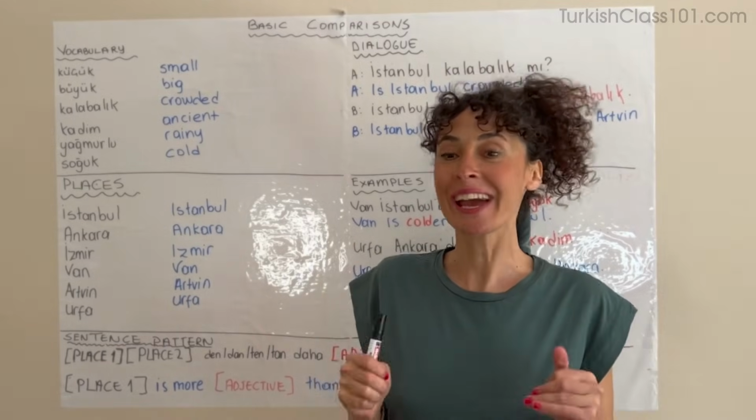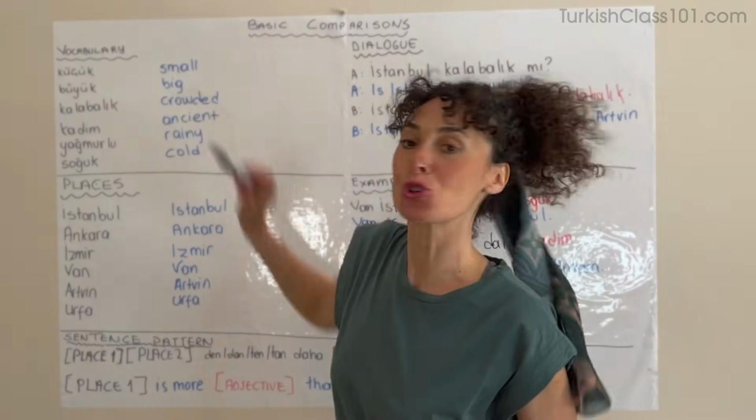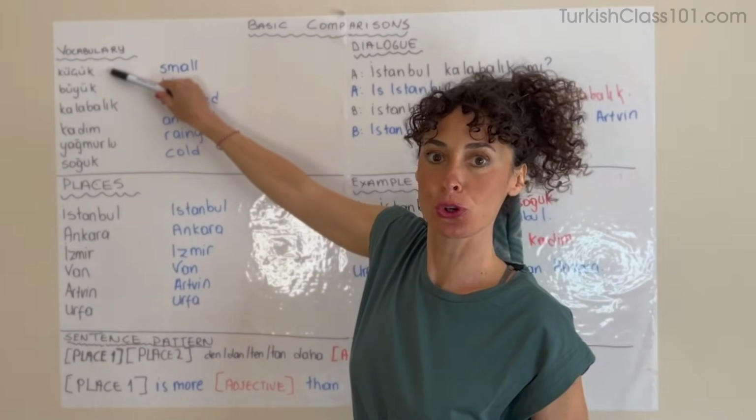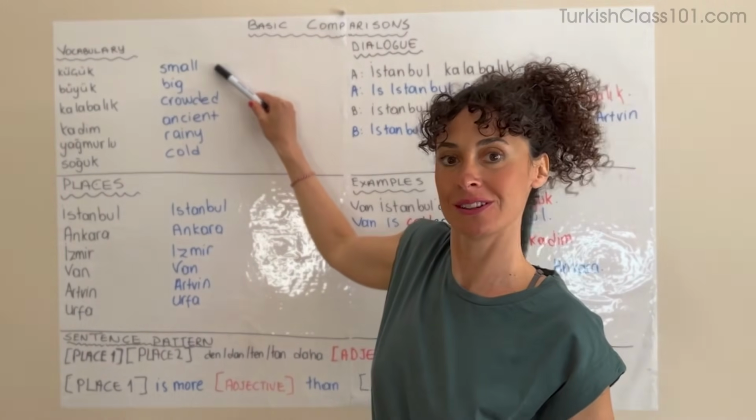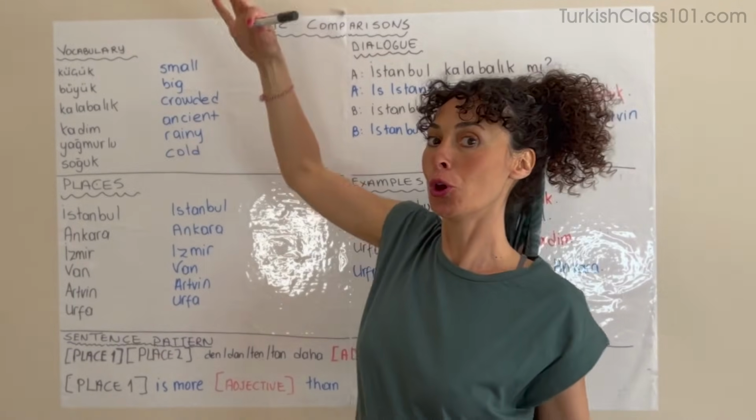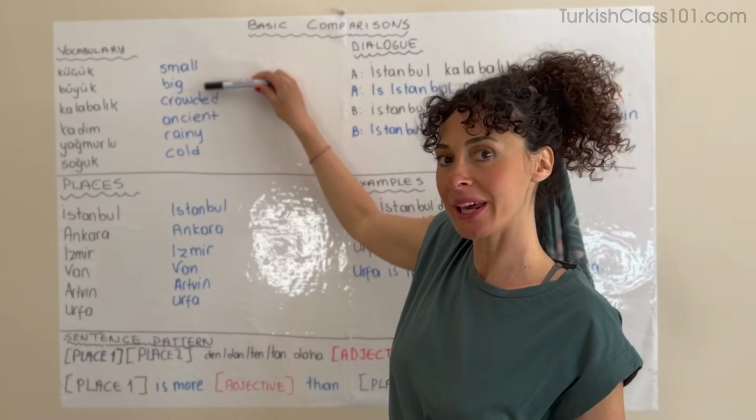Okay, let's look at our vocabulary first. Küçük, small. Büyük, big.